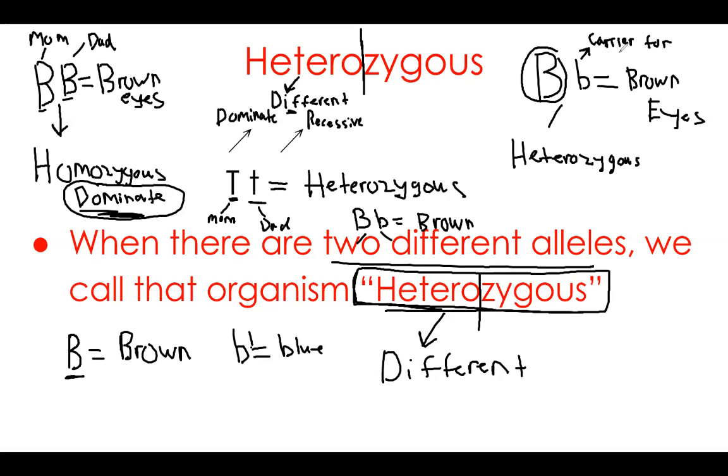Even though I physically, walking around the world, have brown eyes, I'm a carrier for blue eyes. So when I grow up, I can potentially pass this blue-eyed allele down to my future children. This organism would be called heterozygous. Different, right? Different.